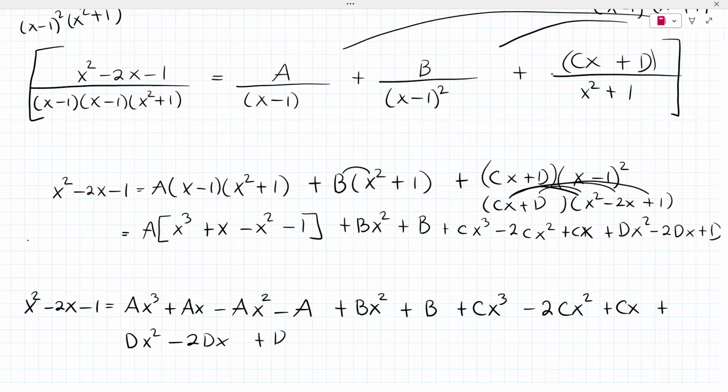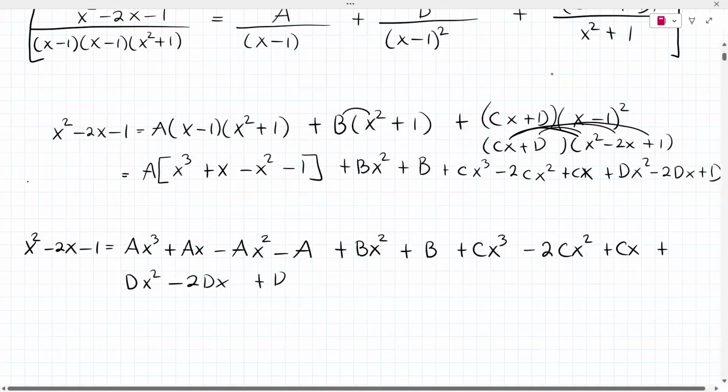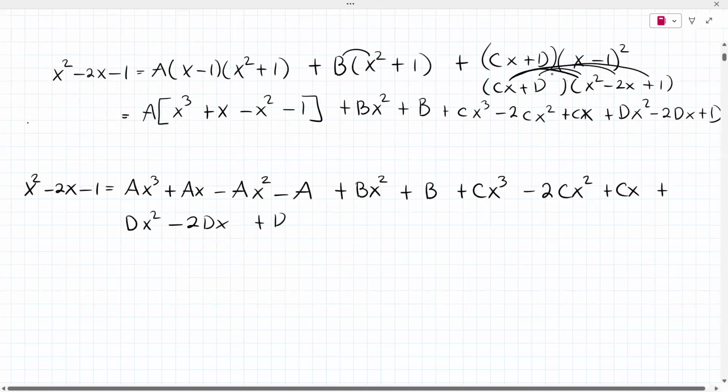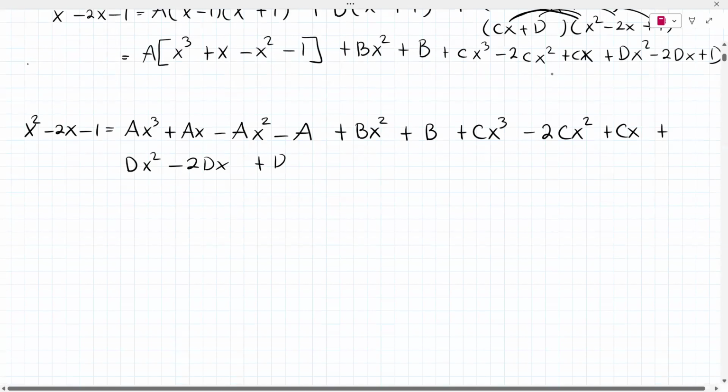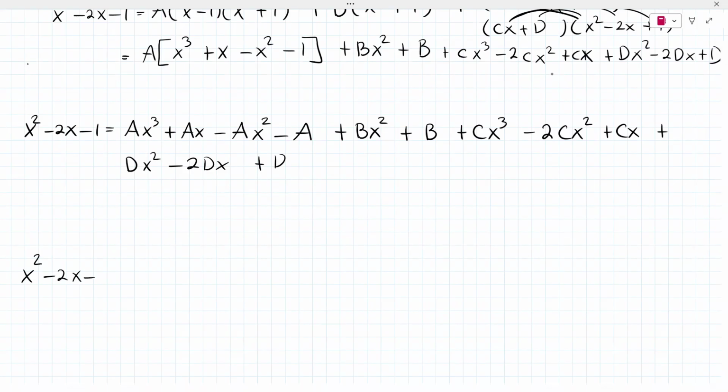You know, it's a lot. It looks like one big mess. So basically, if you FOIL out this A and collect like terms, this is what you get. So let's collect like terms. The left is x squared minus 2x minus 1.